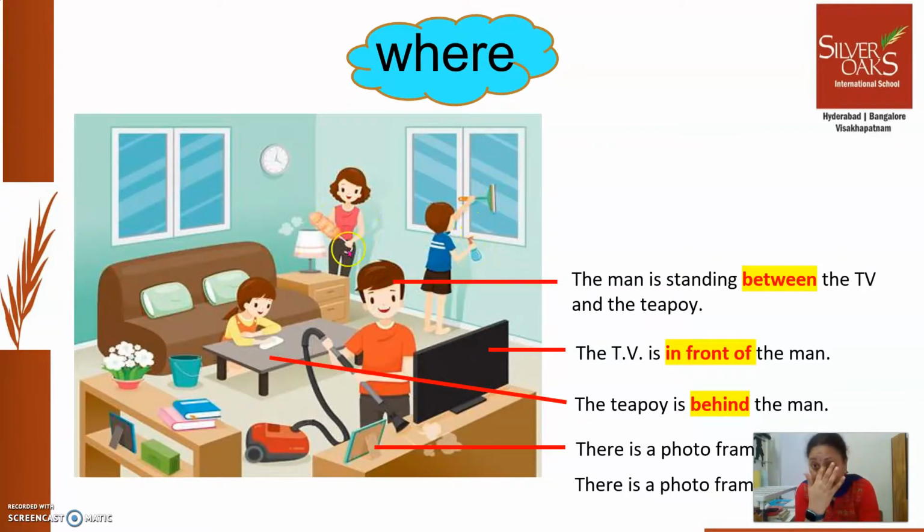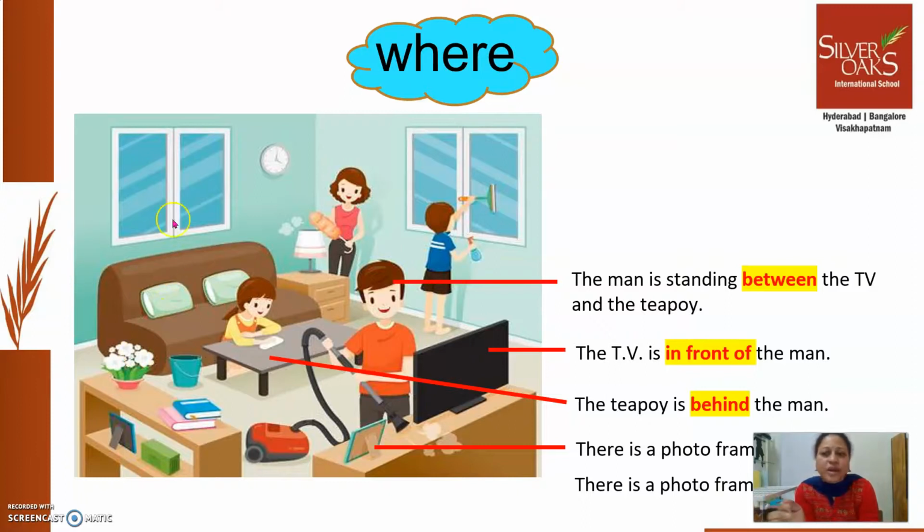There is a clock on the wall. And what else can you say? See here, there is a window above the sofa. So above we use just for your familiarization. When you go to next grades, you will come to know about all these other prepositions in detail. There are actually many more prepositions, but as you are just in grade 1, we will learn a few of them.